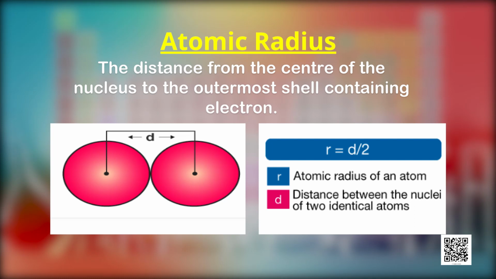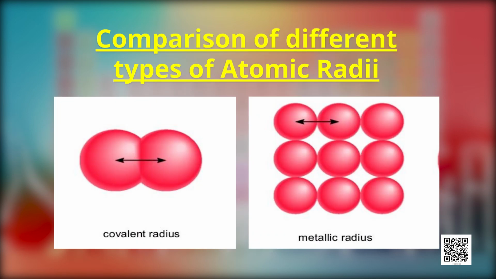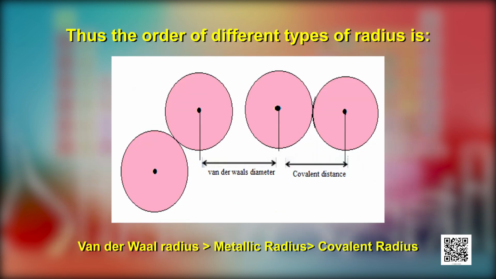Three types of radii are commonly used. They are covalent radius, which is defined as half of the distance between two nuclei of two like atoms bonded together by a single covalent bond. Covalent radius is used for nonmetals. Metallic radius, which is half the internuclear distance separating the metal cores in metallic crystal. And van der Waals radius, which is half of the distance between the nuclei of two non-bonded neighboring atoms of two adjacent molecules in solid state.